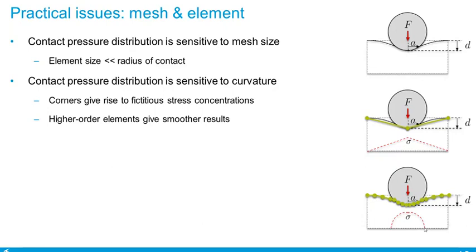Contact pressure is also sensitive to curvature. The smoother curvature would give a smoother distribution of pressure. In most cases, this is the physical situation. However, if we are using finite elements to reproduce such a scenario, linear elements would create artificial corners. They are not smooth enough, and hence your stress distribution could have artificial kinking or stress concentration or even singularity.